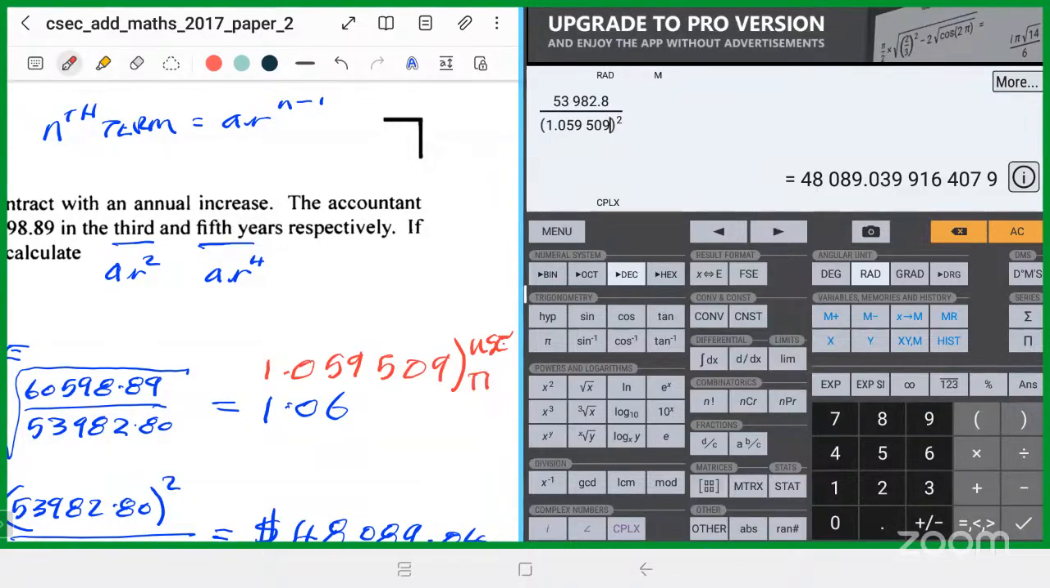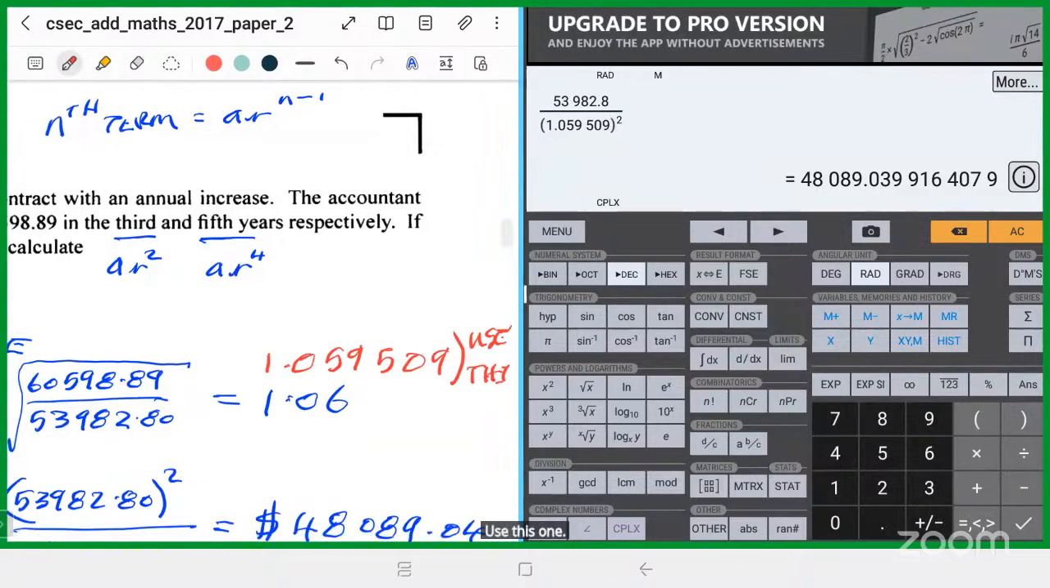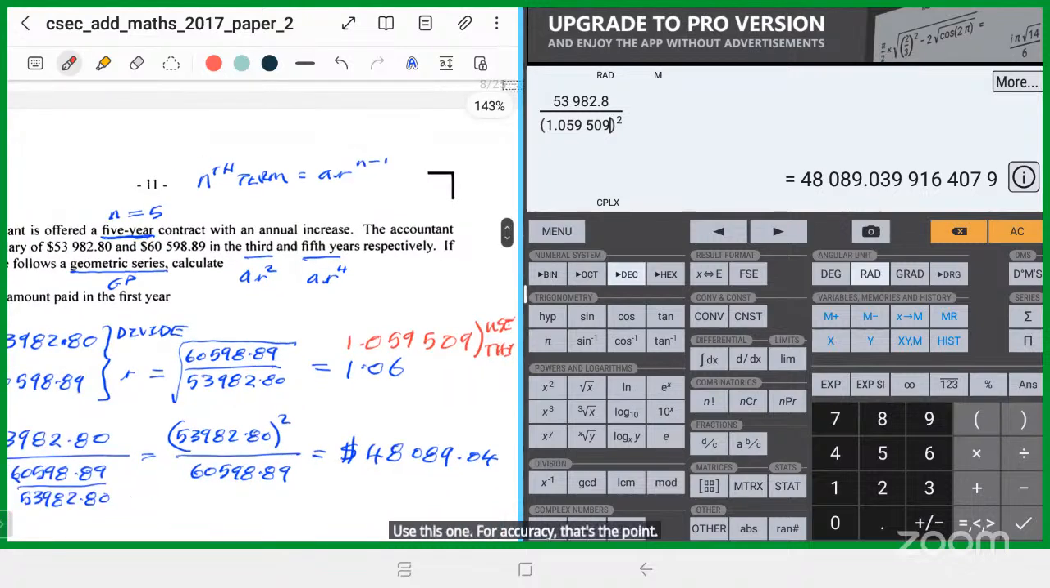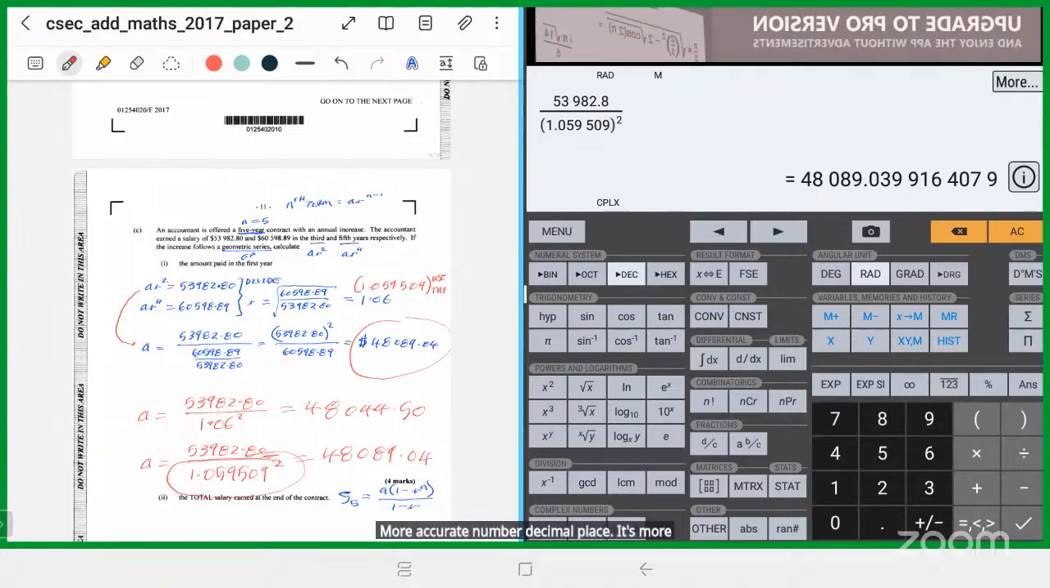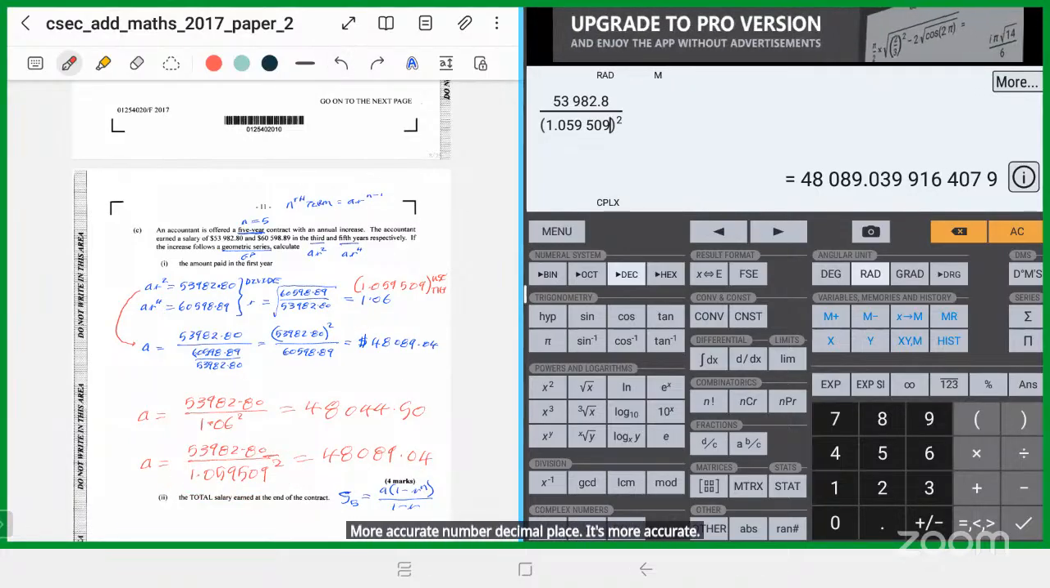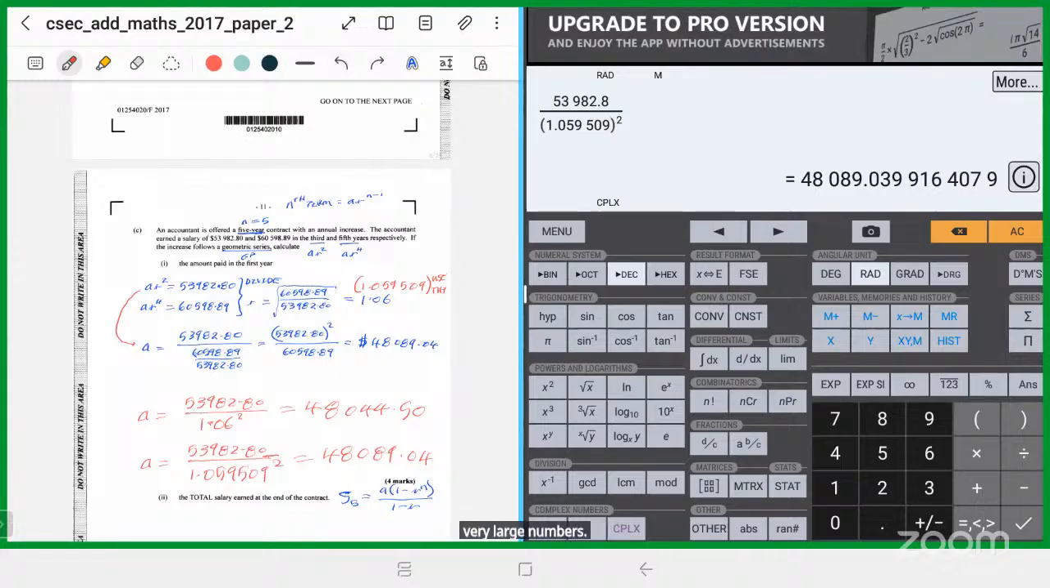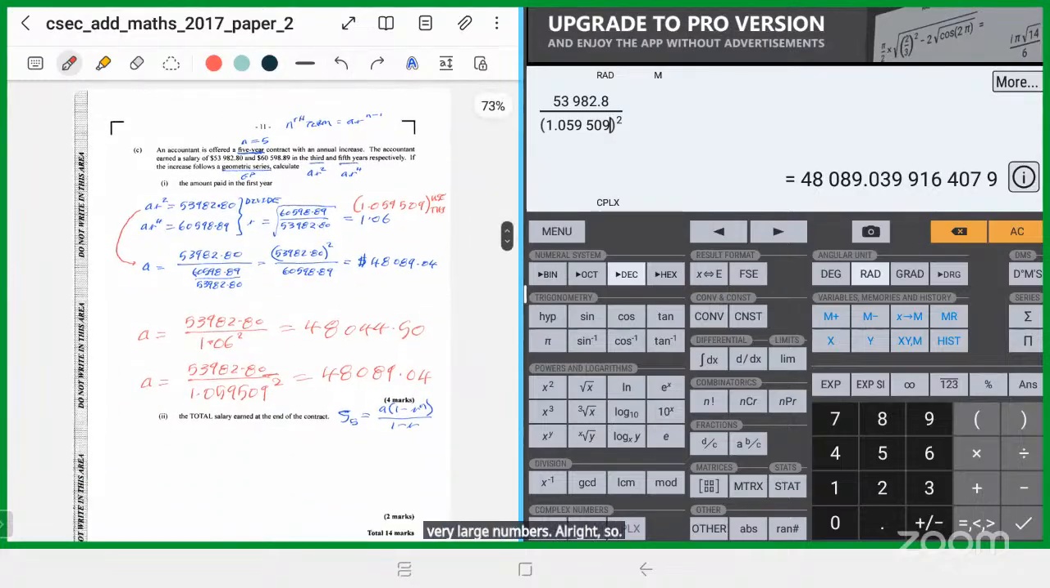Use this one for accuracy. That's the point. Use this one rather than this. You can see it down here. More accurate. The longer decimal place is more accurate, right? Because you're working with very, very large numbers. All right, so let's go down here and calculate the sum.